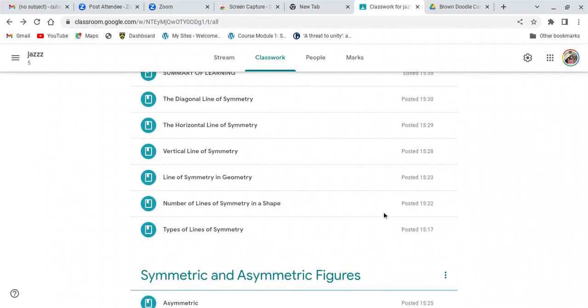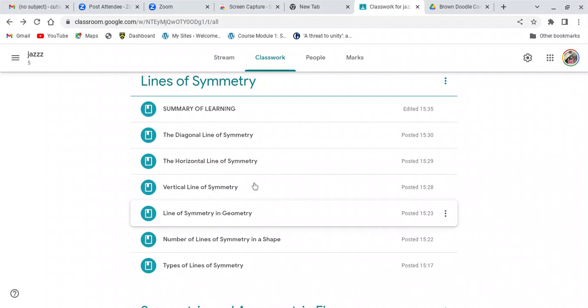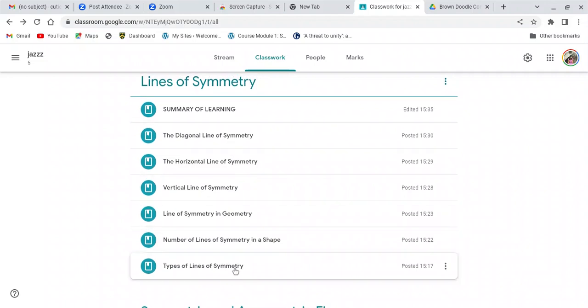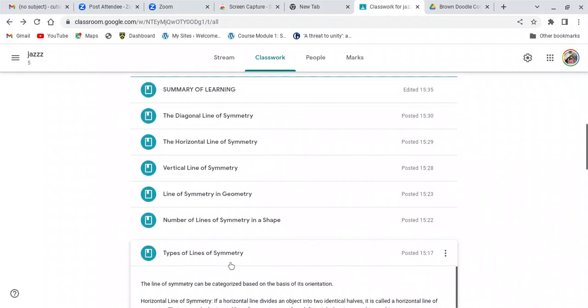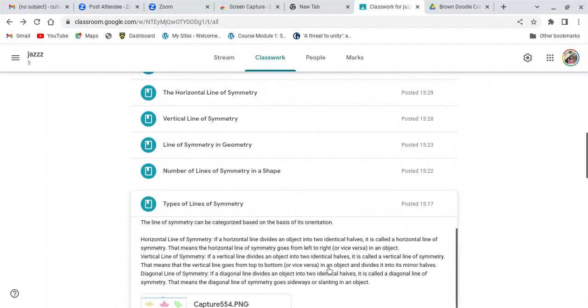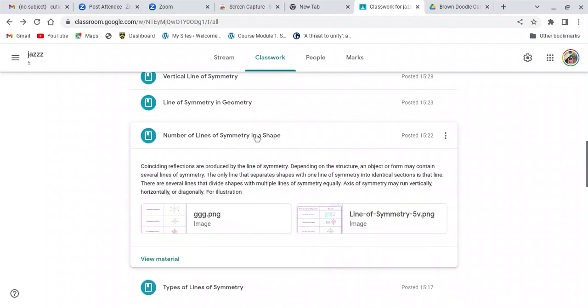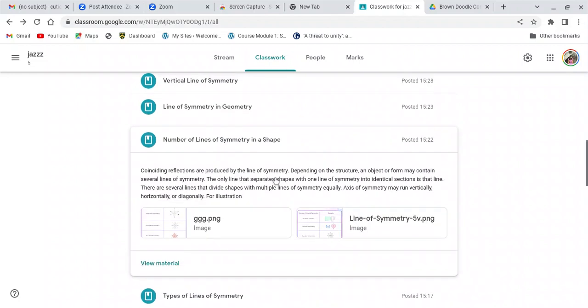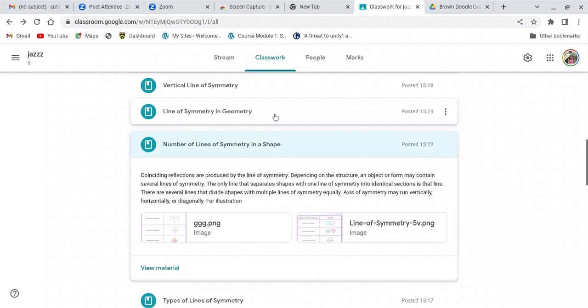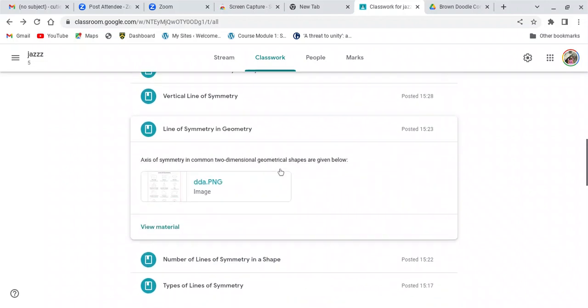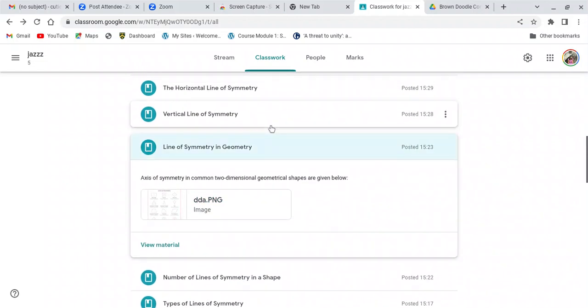After that, I just provide them about these lines of symmetry. The first topic is types of lines of symmetry. Here I just give some examples of what the lines of symmetry are. Then the number of lines of symmetry in a shape, which has already been taught by Shivali, but I just give a little bit of example. Then I ask about them.